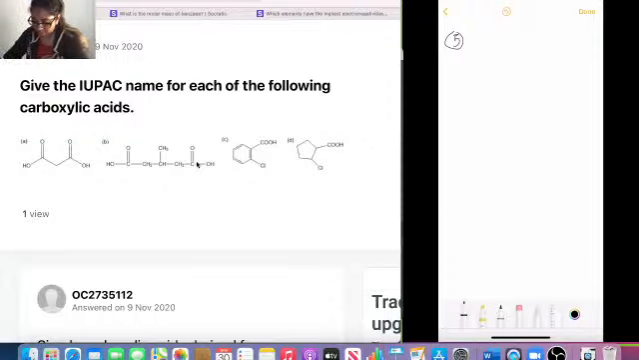how carboxylic acids are derived. So basically, carboxylic acids are derived from open chain alkanes.